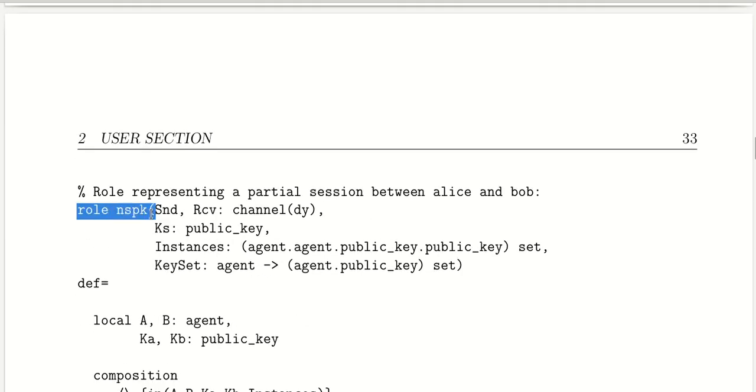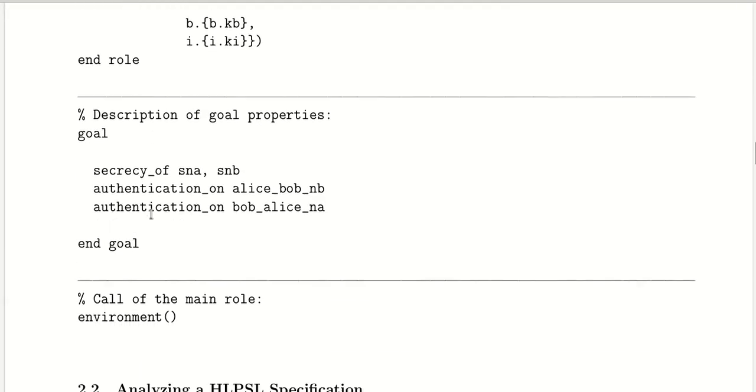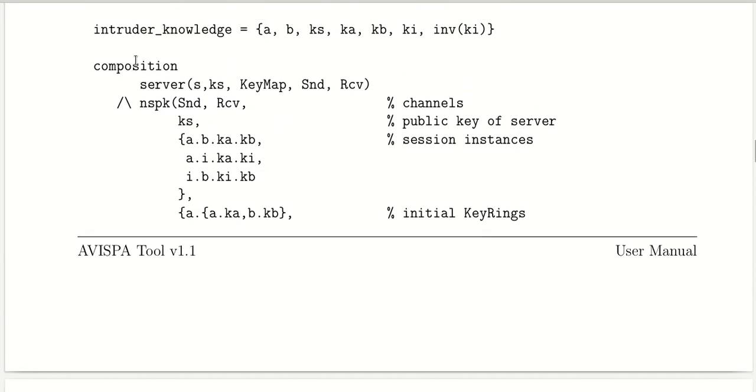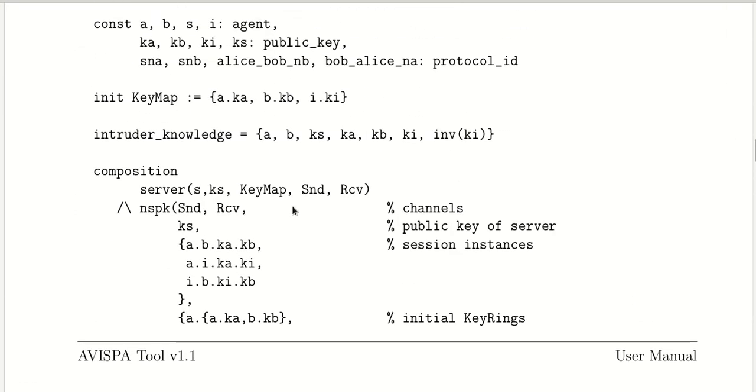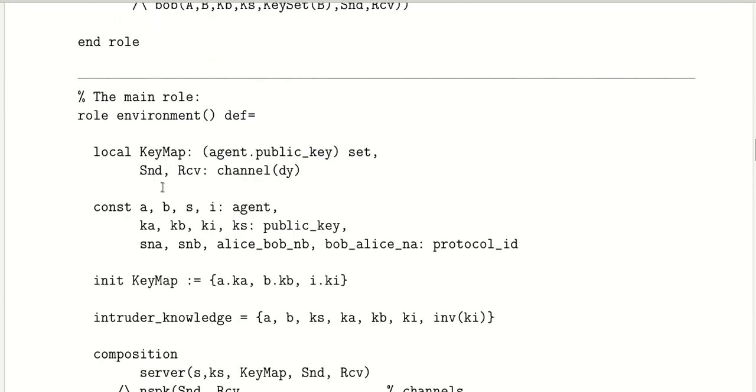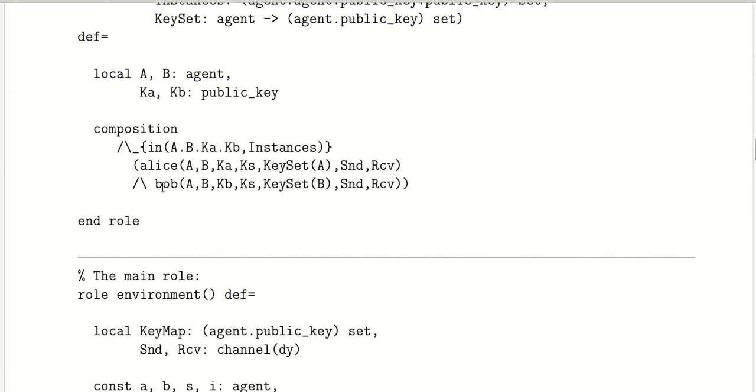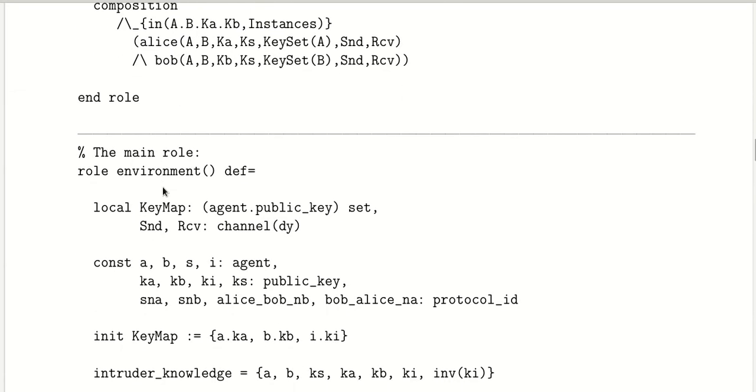See, role NSPK, composition server, so it will execute the server role in parallel. These all are the actual parameters. Using these parameters, the server role will be executed and the NSPK role will also be executed. Okay, this is the main information about composition. So now we know about the basic role and the composition role.